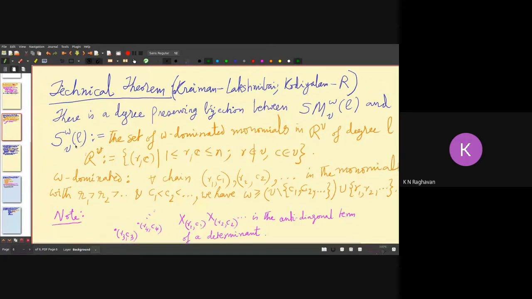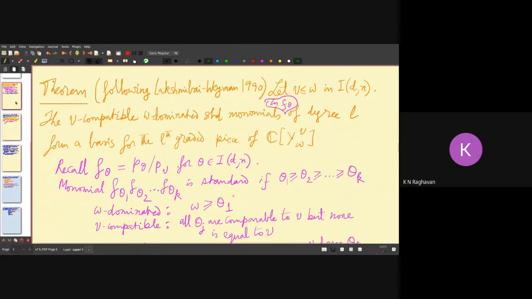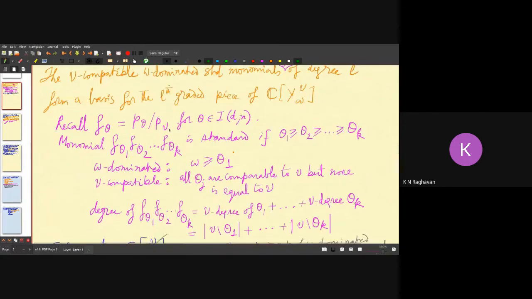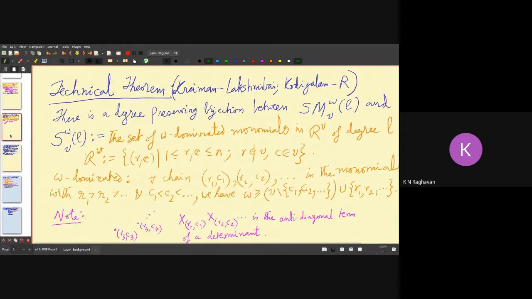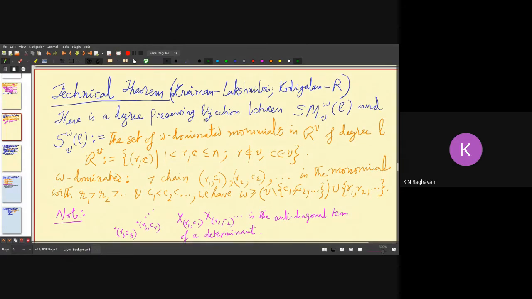Okay, so now let me state the technical theorem. I was just saying in the last slide that this thing here is a combinatorial set, but it is not very useful combinatorially. So we need to convert this into some other kind of combinatorial set. And towards that, we have this theorem, and this is the technical heart of the work. It says there is a degree preserving bijection between this combinatorial set and S_VWM.